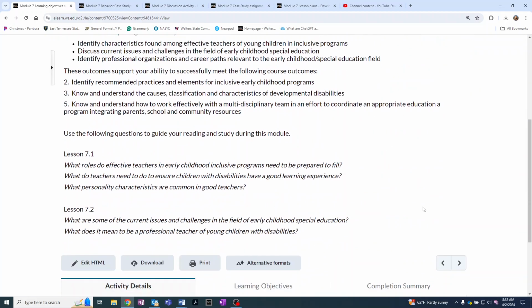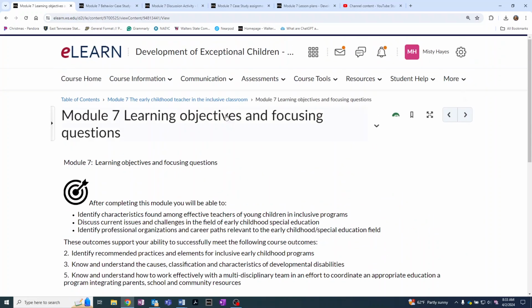Also, we're looking at not only what role you play, but what are some characteristics of good teachers, right? So, what do we need to do as teachers to ensure that we are supporting that child and they have a good learning experience? Then we're also looking at what does it mean to be a professional working with children who have disabilities in early childhood specifically, right? And what are the current issues and challenges in the field of early childhood and special education? So these are the guiding questions that you should focus on as you're going through 7.1 and 7.2.